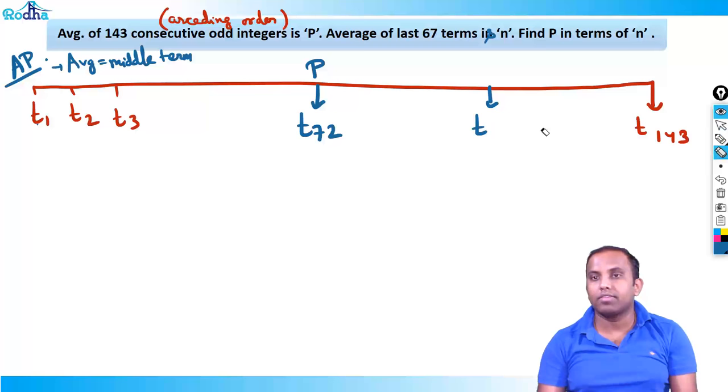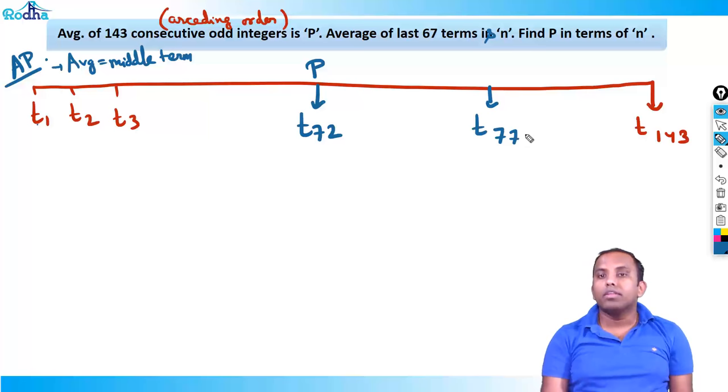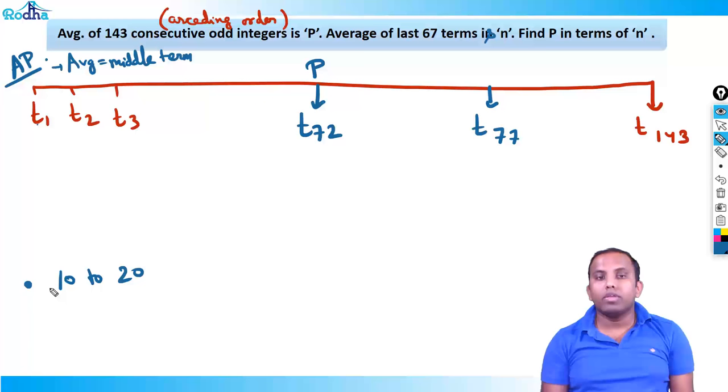Now, see, this is important here, and we have done this so many times in whole quant. This counting, right? We have to count numbers. 10 to 20, how many numbers? Including both the numbers, always, how many numbers? Difference plus 1. Always difference plus 1.